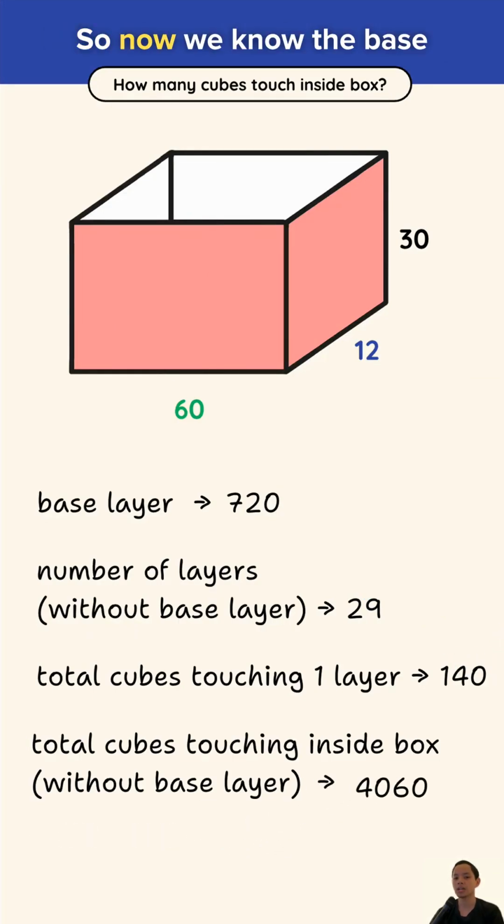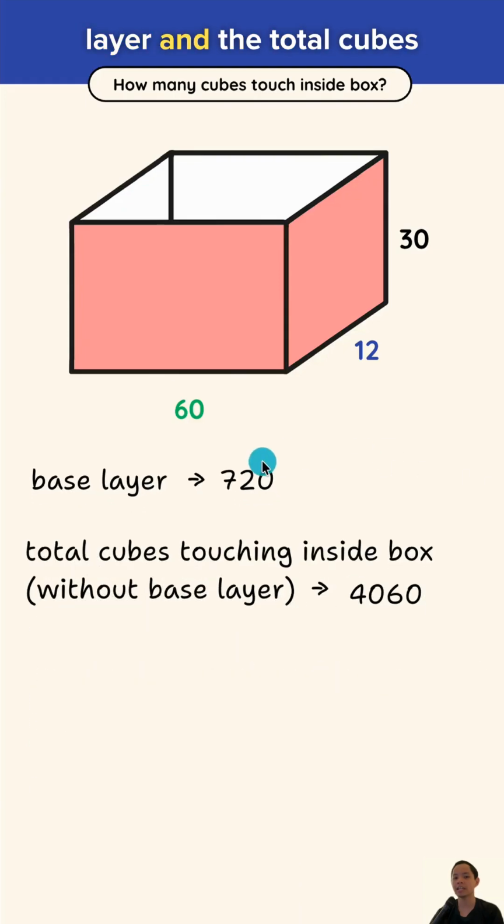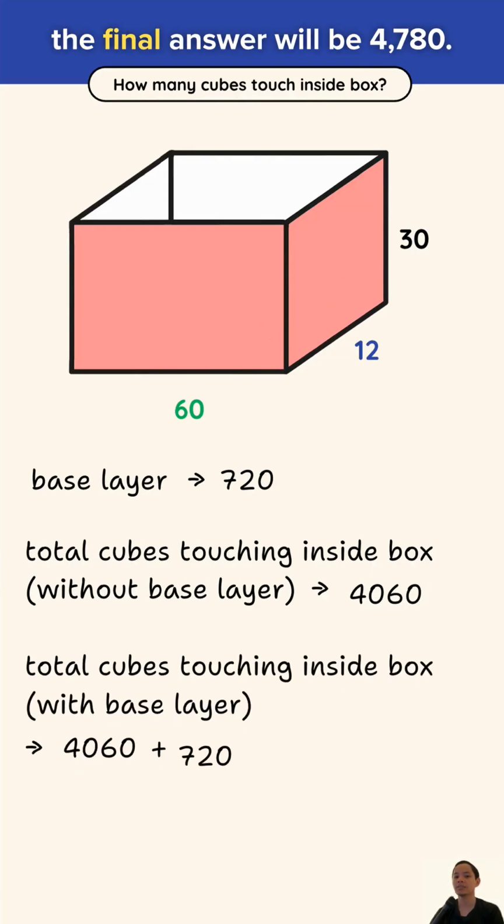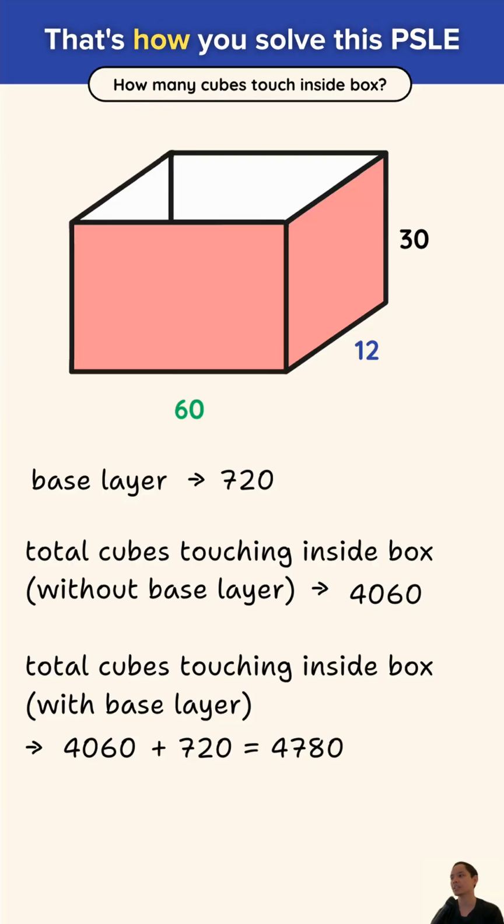4060. So now we know the base layer and the total cubes touching the inside of the box without the base layer. We now just add them up, and the final answer will be 4780. That's how you solve this PSLE math question.